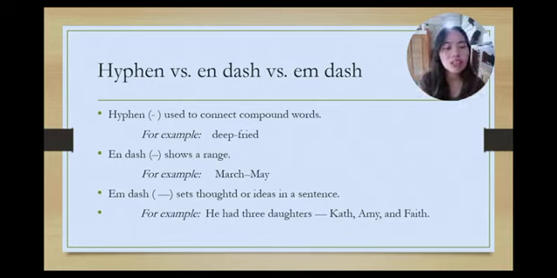And then the em dash. So the em dash has a longer line compared to the en dash. The em dash sets off thoughts or ideas in a sentence. For example, he had three daughters, Kat, Annie, and Faith. So when you are setting off thoughts or ideas, you have to use the em dash, not the hyphen.